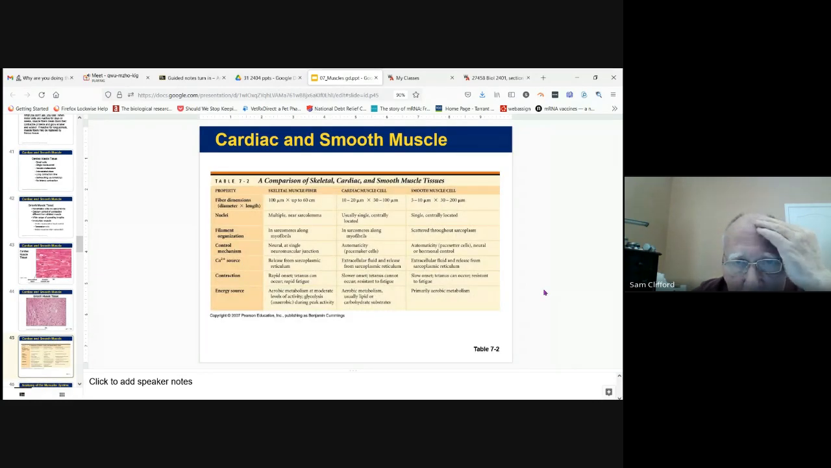Okay, so take a good look at this table to see what the differences are. I don't ask many questions on this, but there may be a few.